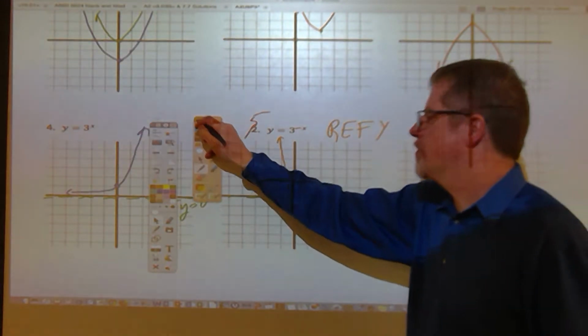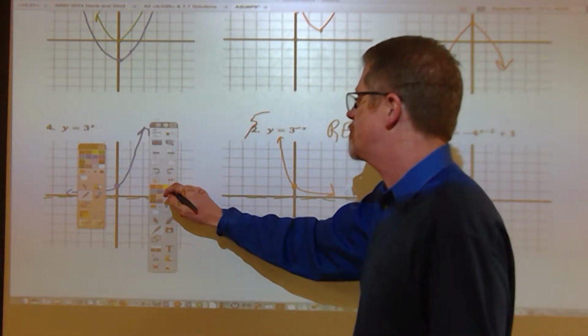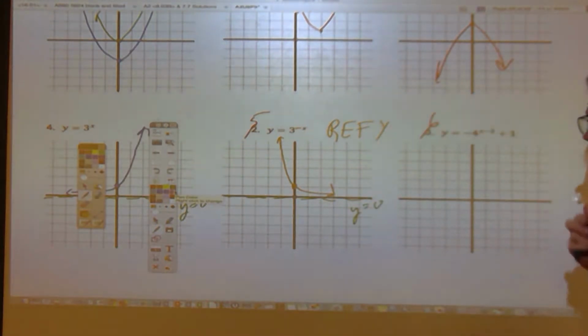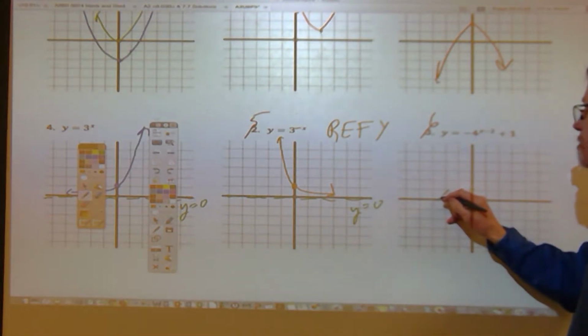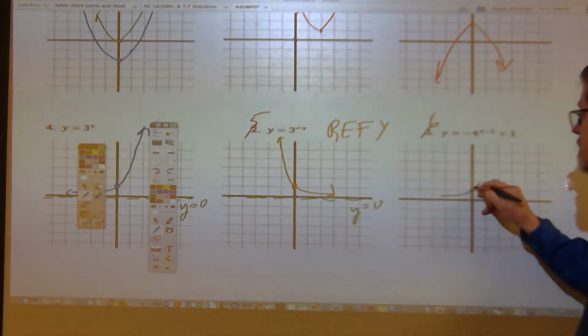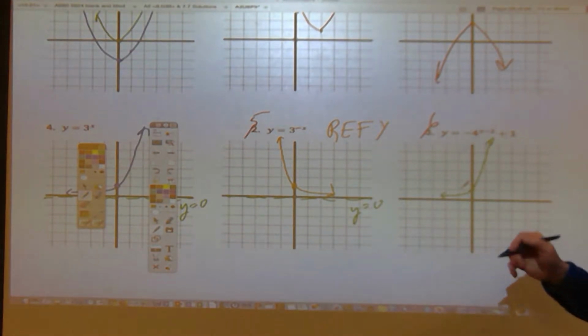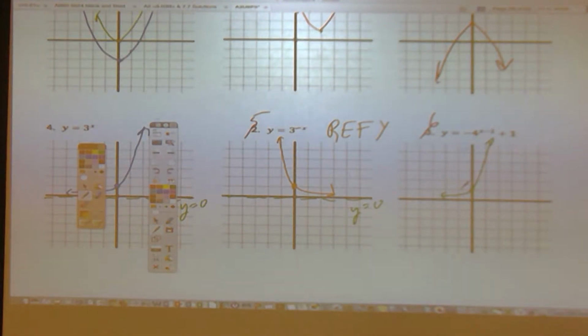This is a nice review problem here. There's a lot of transformations. I'm going to put the parent graph on. And I noticed that some of you had trouble on the quiz, apparently because you didn't take the time to sketch the parent graph. So the parent graph's got to be there if you're having trouble.